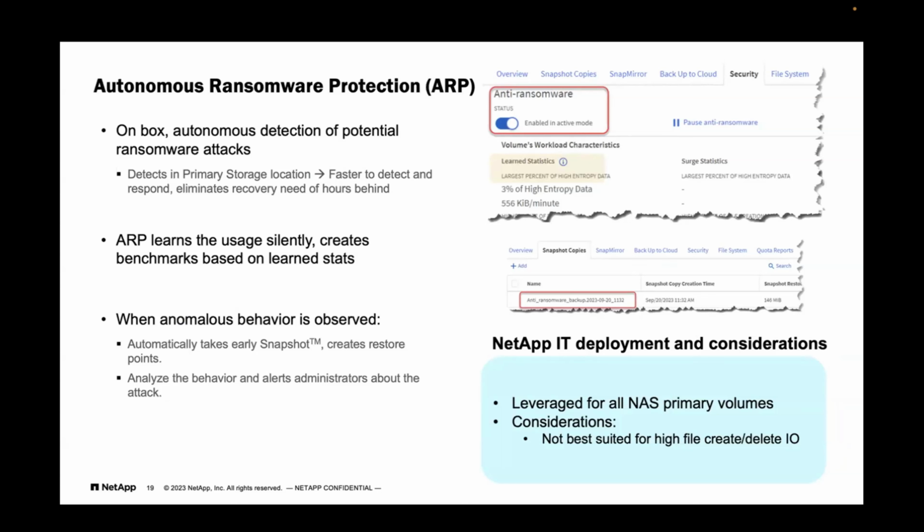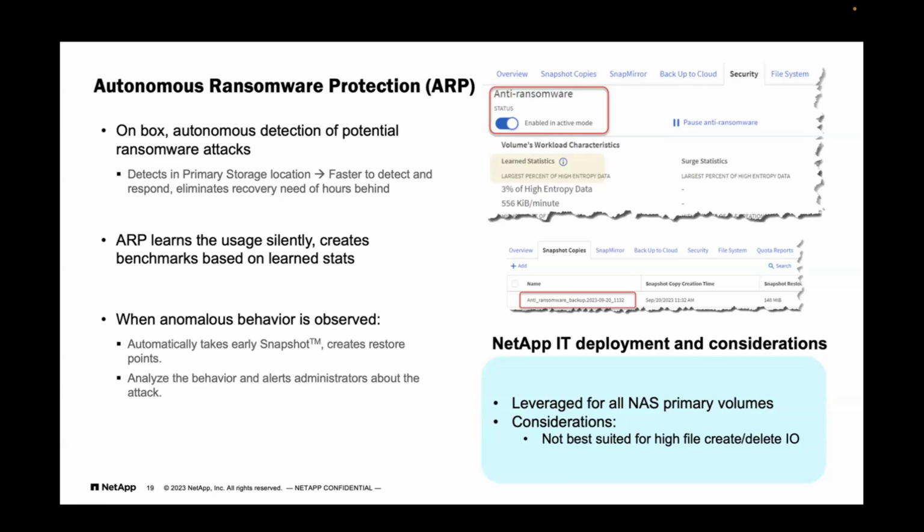But with ARP, you have the ability to monitor activity within the volume based on either the extensions or any encryption, and then it takes action if it suspects there's something wrong. Before that, I should say, when you enable this feature on a volume, it goes into a learning mode.